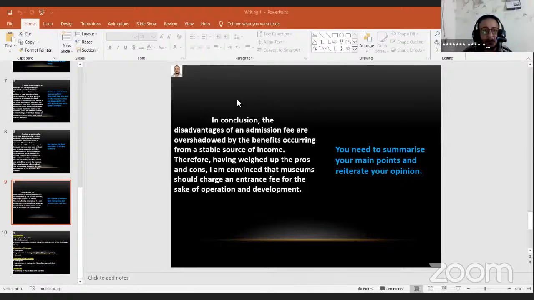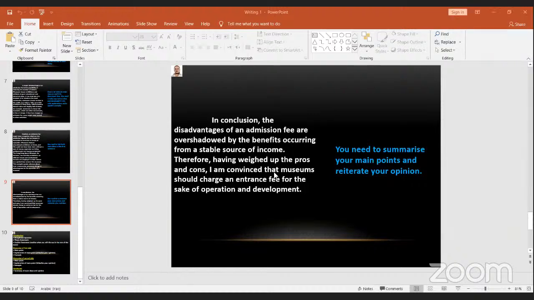Let's repeat how to write the conclusion. Firstly, write in conclusion. Then you rewrite your opinion, but in different words. That means to paraphrase your opinion. The disadvantages of an admission fee are overshadowed by the benefits occurring from a stable source of income. Then you write an expression like this one, which I have written. Therefore, having weighed up the pros and cons, I'm convinced that.